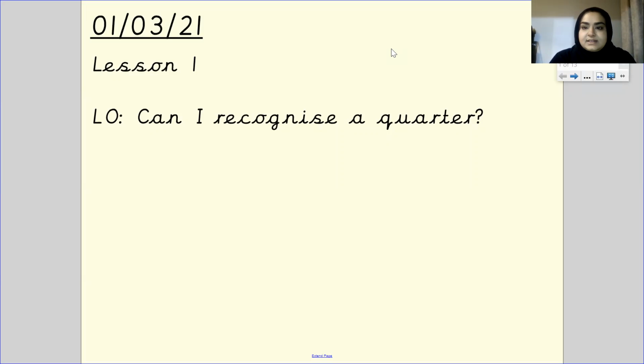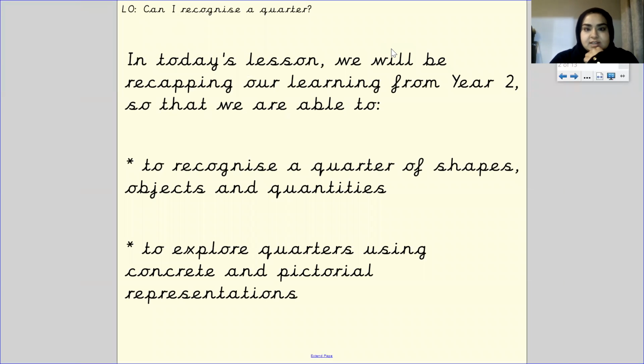So today is the 1st of March 2021, and as you know, last week we started our new topic on fractions. So our learning objective today is, can I recognize a quarter? In today's lesson, we will be recapping our learning from year 2 so that we are able to recognize a quarter of shapes, objects, and quantities, and able to explore quarters using concrete and pictorial representations.